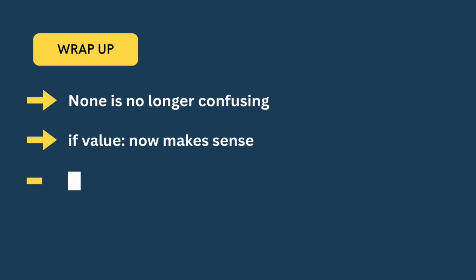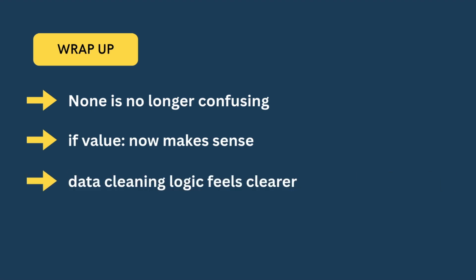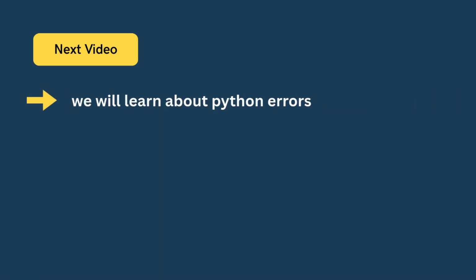In this video, we covered the key ideas. None is no longer confusing. If value now makes sense. Data cleaning logic feels clearer. Before moving on, write a function that returns None and test it inside an if condition. In the next video, we will learn about Python errors.